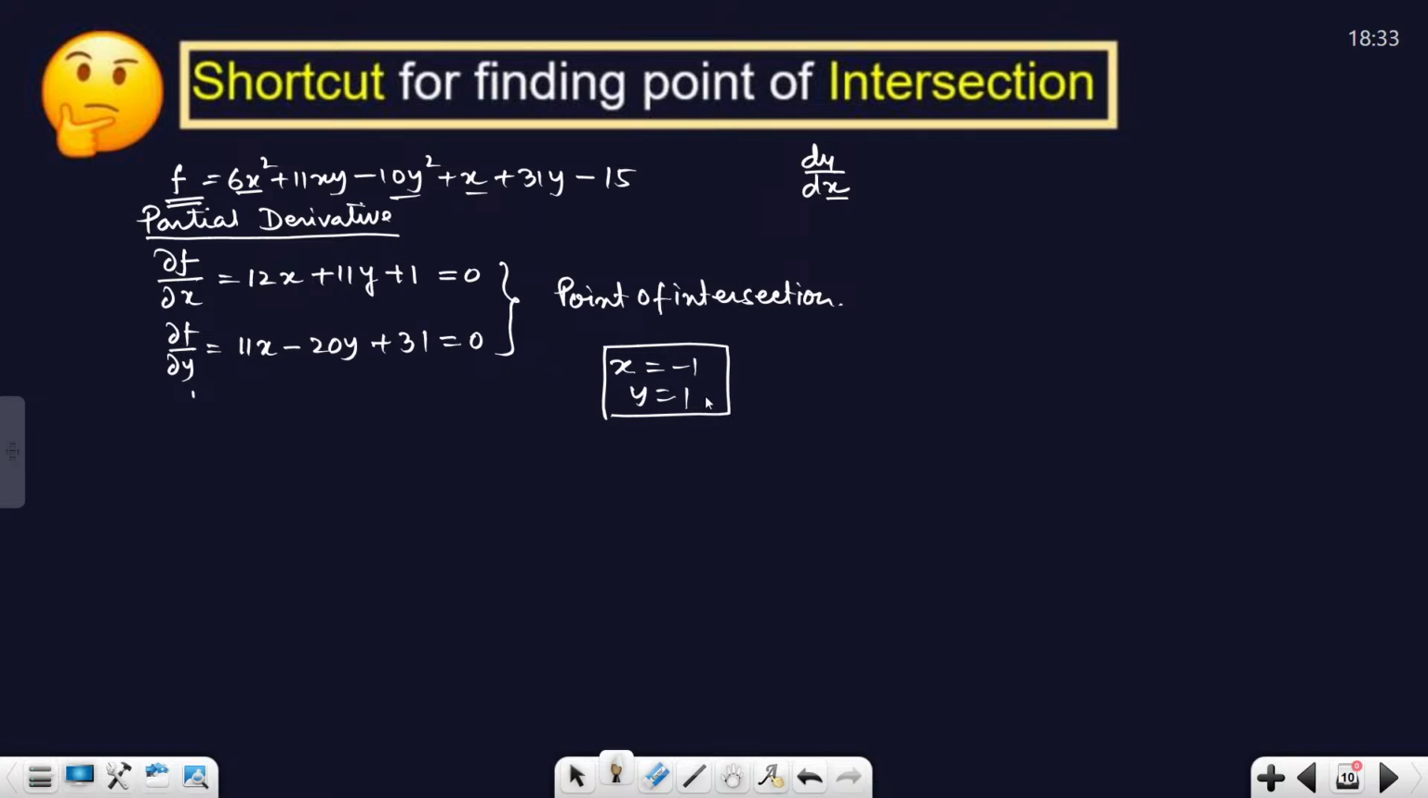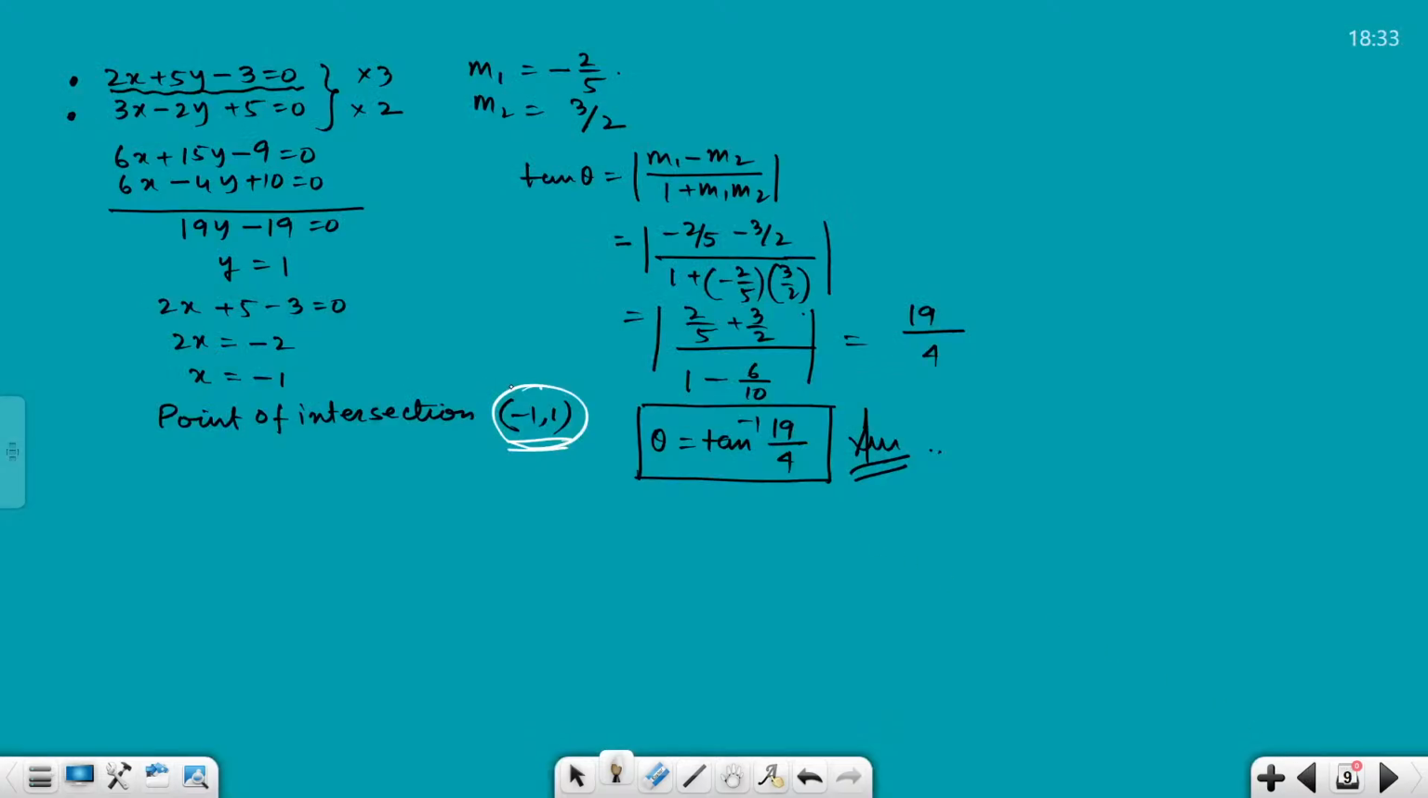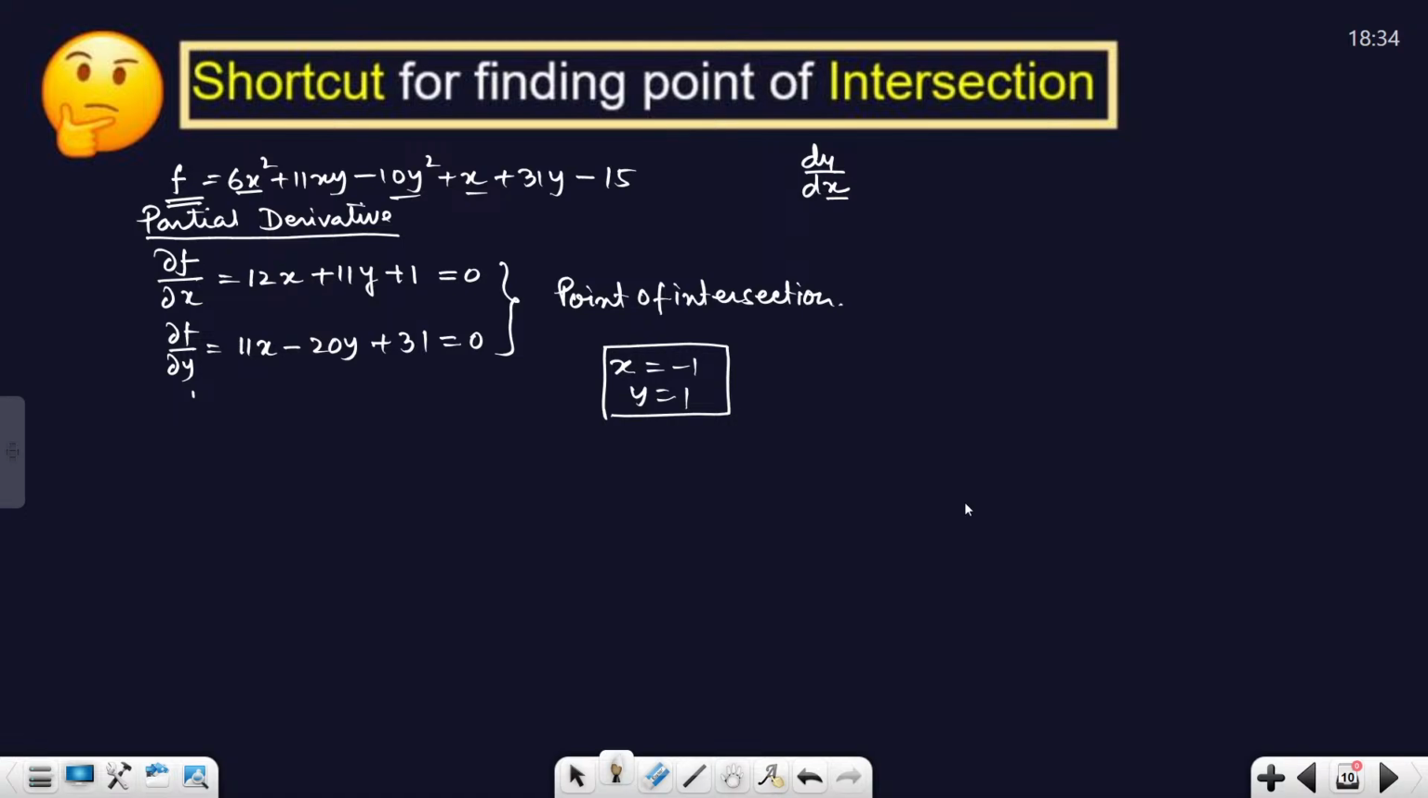So this is the exact value that we got when we calculated the point of intersection by finding its equation. Here I have not found any equation. Straight away, whatever general second degree equation is given to us, simply partially differentiate it with respect to x, then with respect to y, and then equate these two to 0 and solve to get the point of intersection. This is the shortcut for finding the point of intersection. Is it clear now? Okay.